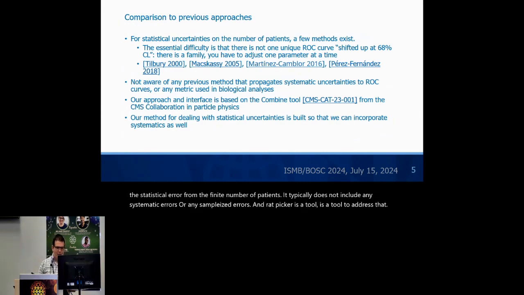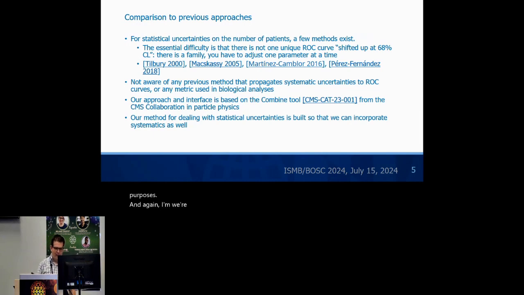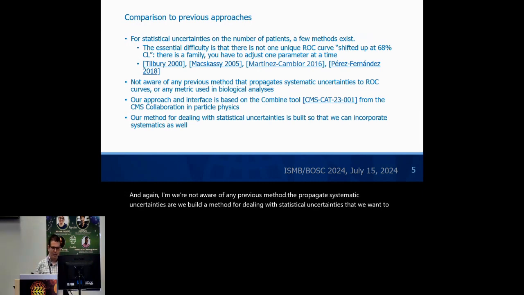This is another slide about how we're unique from previous methods. There's not one unique ROC curve shifted up at 68% or shifted down at 68% confidence level. There is a family of ROC curves. You need to adjust one parameter and pick one ROC curve that captures that variation for illustration purposes. And again, we're not aware of any previous method that propagates systematic uncertainties. We built a method for dealing with statistical uncertainties that we want to incorporate systematic uncertainties into. We don't have a single approach to deal with both quite yet.